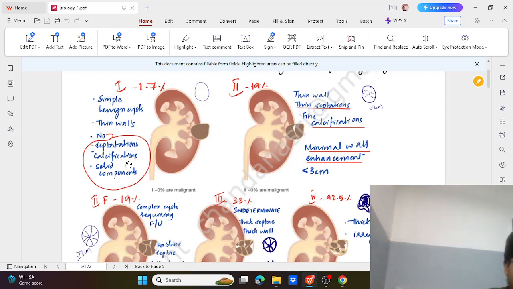There is no septation, calcification or solid component. So we have to take a note that there is no septation, calcification or solid component. As we can see in the diagram, these have thin wall without any septation or calcification. Then we have type 2 which has 17 to 20% chance of malignancy. So these will also have thin wall, but along with that, thin septation and fine calcification. There will be minimal wall enhancement and the size will be less than 3 centimeter.